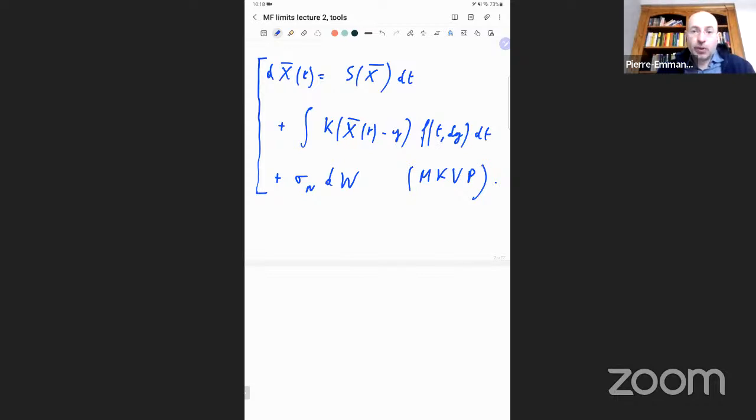Now I need to solve something that looks like an SDE. It's not exactly an SDE, right? Because I need to know the law to solve the SDE. So it's an SDE that is coupled with itself, thanks to this additional point.